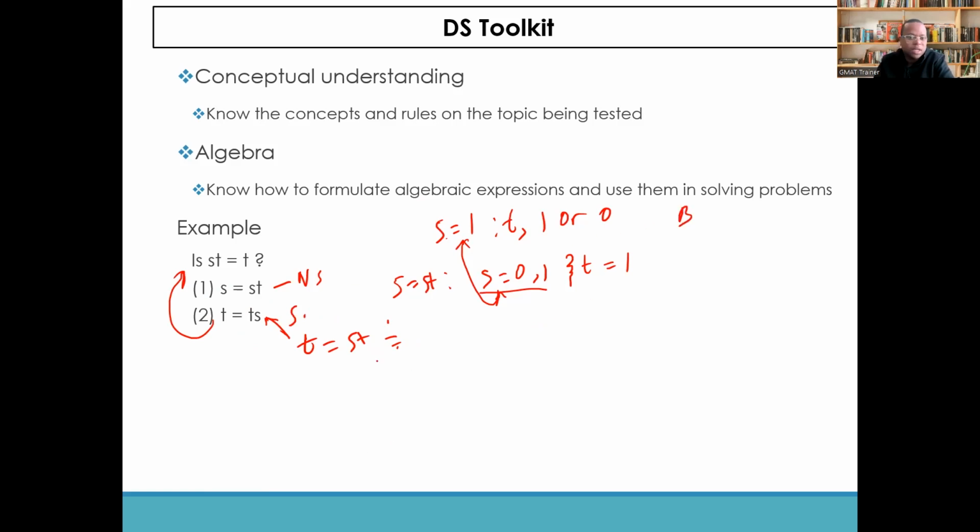Nonetheless, if you have to go the long way, you'll still see that for T to be equal to TS, T can be either 1 or 0, and S has to be 1.